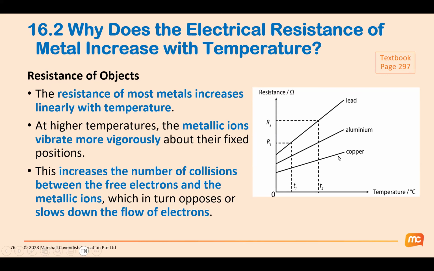As the temperature increases for copper, aluminum, lead, all of them, the resistance increases because at a higher temperature, the particles inside the metal will start to vibrate more vigorously, and this will increase the number of collisions between the free electrons and the metallic ions. This will slow down the flow of charges and will slow down the current, the rate of flow of charges.